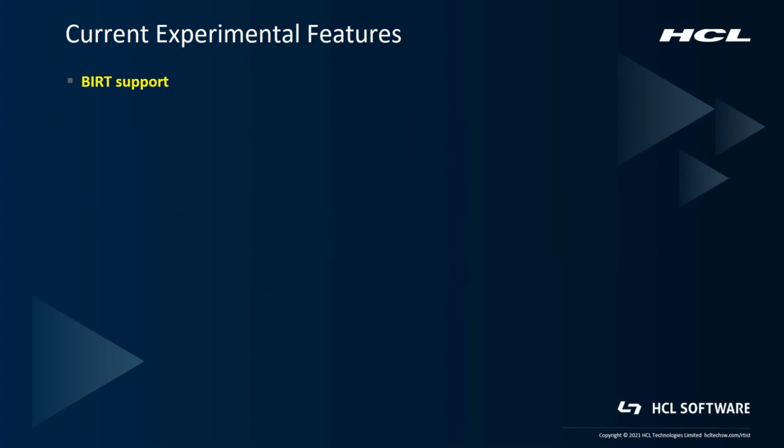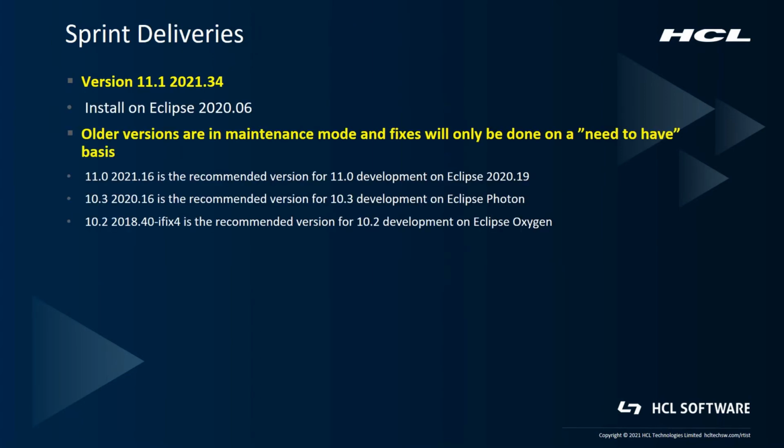So the current experimental feature is only the BIRT support. And in this sprint, we have delivered or will deliver tomorrow a new version called 2021.34 that you should use with Eclipse 2006. And we didn't update any of the old versions, so they are still the same as before.